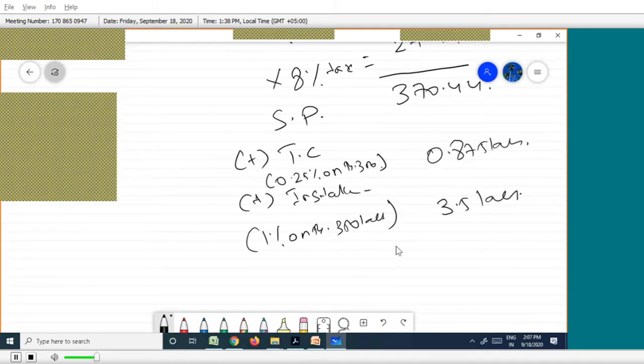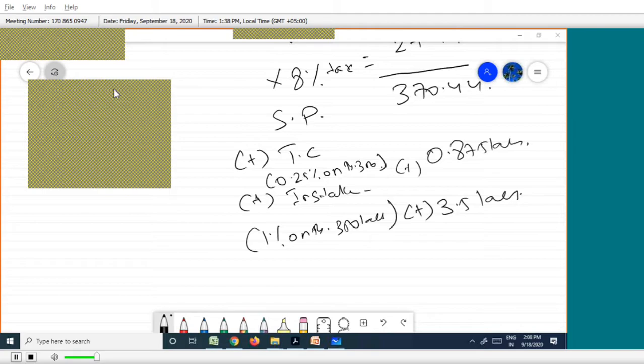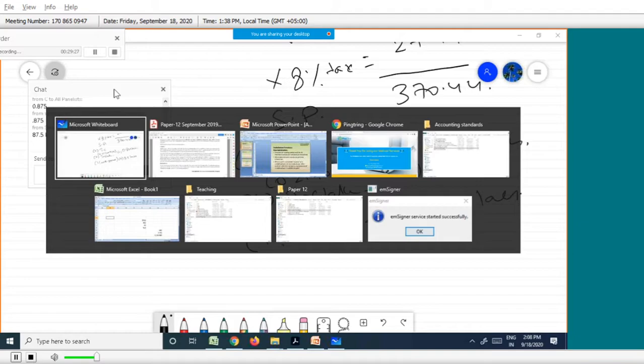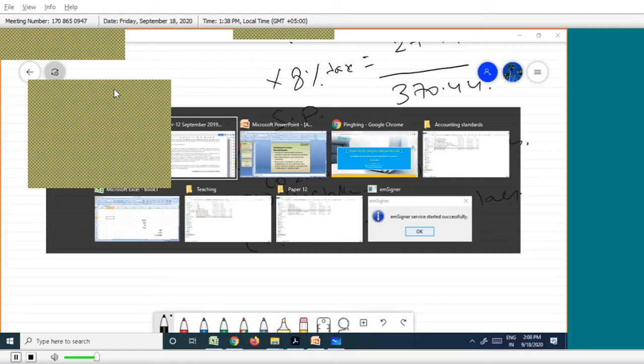We have to proceed further. We have to think further. What are the other charges in the question? We identified two charges, installation and transportation. I will proceed with the question further.